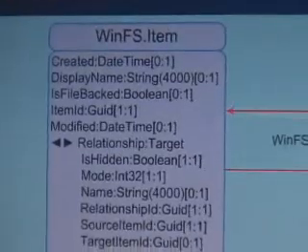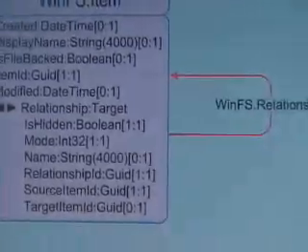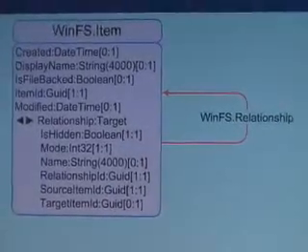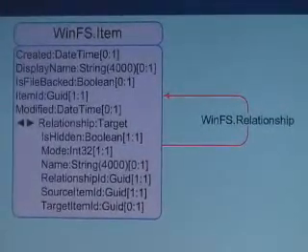The second type that I'm going to talk about is the relationship type. So relationships in WinFS are types, the same way that things like items are types. But the relationship type has the special characteristic that it associates one item with another item. And this is represented literally in the schema as a type with a reference to one item, which is the target, and a reference to another item, which is the source.